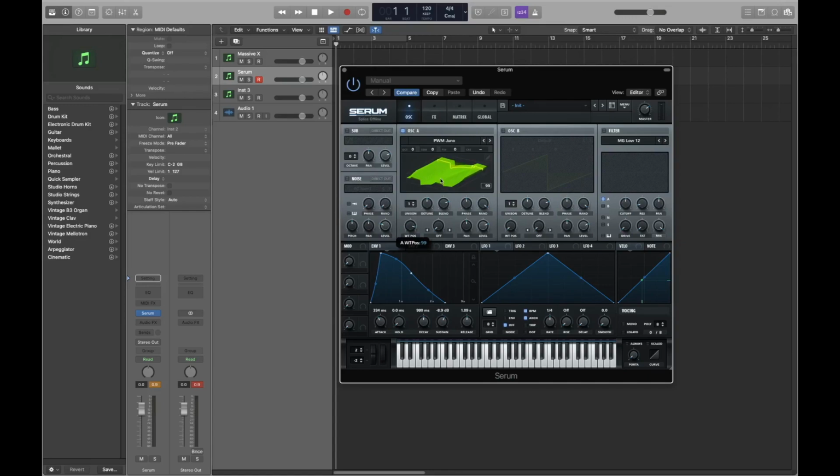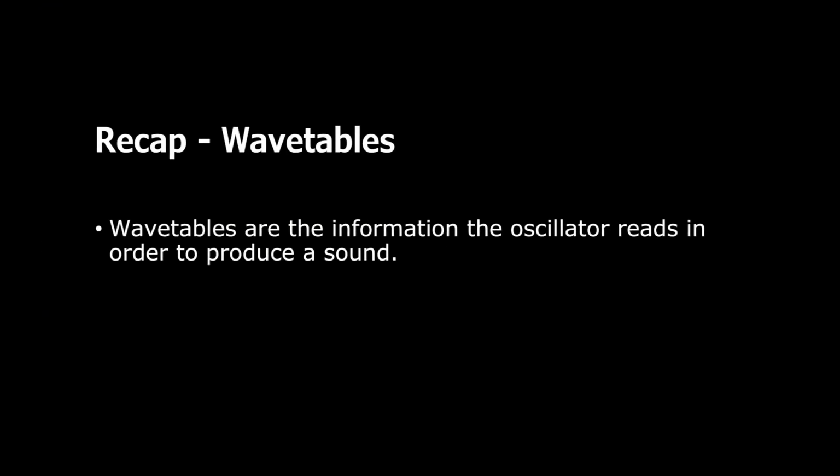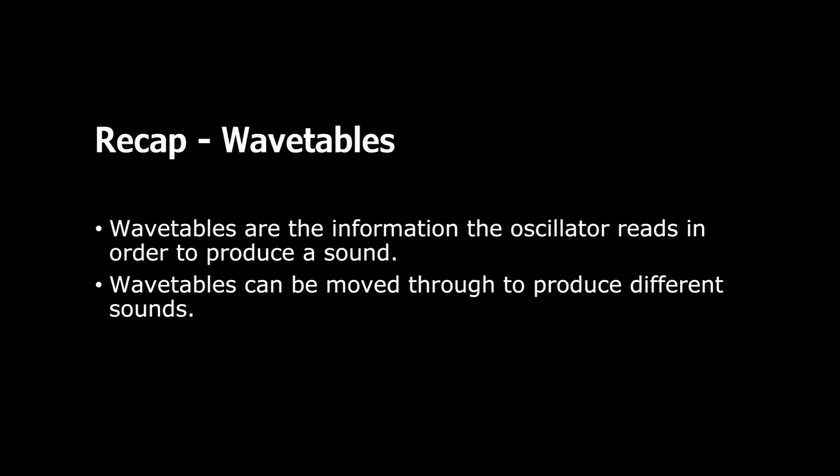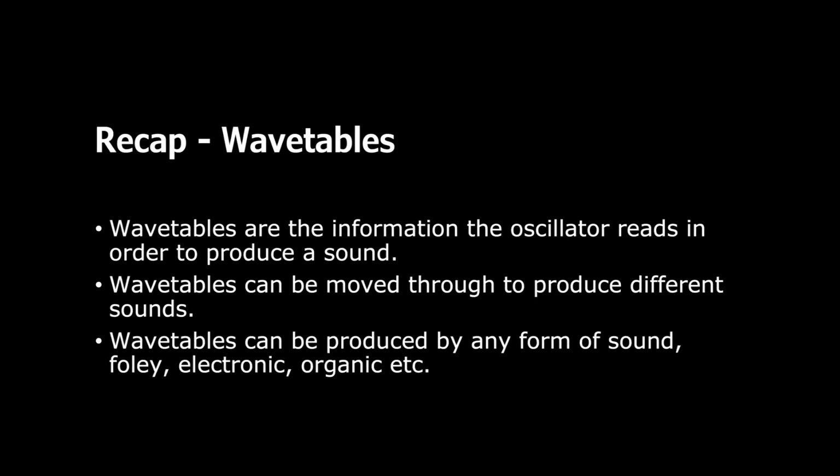Going from one to the other, it's not going to sound very different. But yeah, you can see there, it moves and it changes as you move through it. So wavetables are the information the oscillator reads in order to produce sound. Wavetables can be moved through to produce different sounds, and wavetables can be produced by any form of sound, so it can be Foley, electronic, organic, it can be anything that you want it to be.